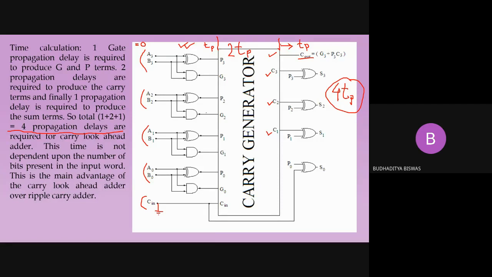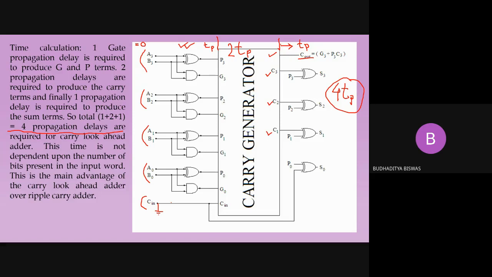And this is the main advantage of the carry look ahead adder over the ripple carry adder. The parallel adder is called the ripple carry adder. Both names are applicable, either the parallel adder or the ripple carry adder. But the disadvantage is that the time to complete the total summation procedure is dependent upon the number of bits. But in the case of the carry look ahead adder, a fixed time is required. That's why the name carry look ahead adder. It doesn't need to look at the carry. Carry is automatically generated using the carry generator. We just need to use the carry.